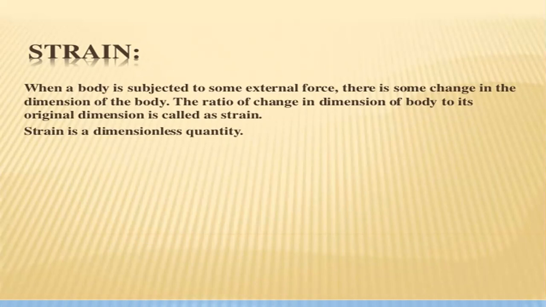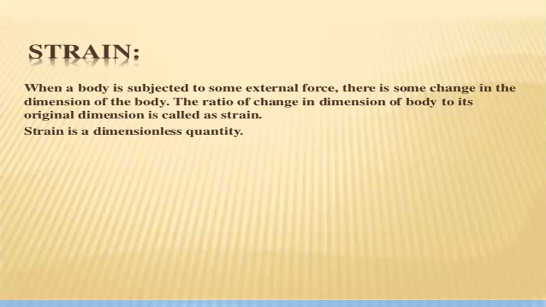The dimensions of the body are changed whenever we apply an external force on that body. The ratio of change in dimension of body to its original dimension is called strain: change in dimension by original dimension. So when we apply external forces on that body, automatically the dimensions change, and we can measure the strain.